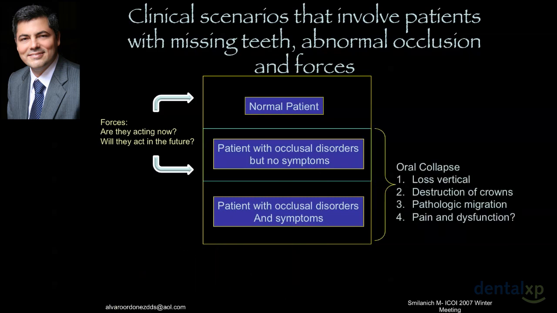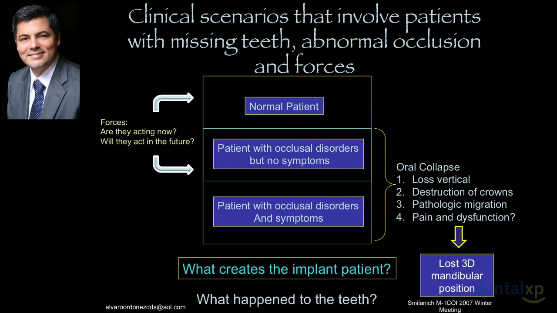And we need to understand that the patient with occlusal disorders are going to usually have oral collapse. Some of them are going to have loss of vertical, destruction of crowns, pathologic migrations, and pain and dysfunction. And we need to understand that these patients are likely going to lose their three-dimensional mandibular position. The big question would be, how did that implant patient become an implant patient? Did the patient become an implant patient because of poor hygiene? Or did the patient basically destroy their teeth because of parafunctional disorders? Did the patient have a car accident or any kind of trauma? It's important to understand where did the implant patient come from.